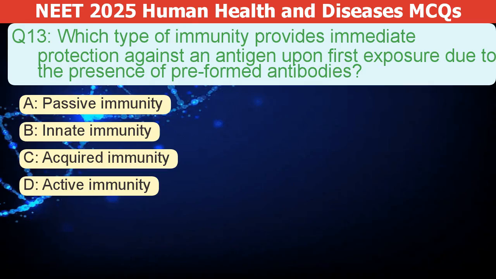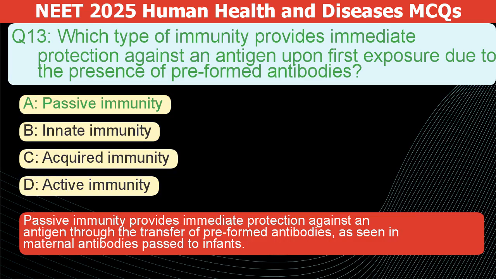Which type of immunity provides immediate protection against an antigen upon first exposure, due to preformed antibodies? A. Passive immunity. B. Innate immunity. C. Acquired immunity. D. Active immunity. The correct answer is A. Passive immunity provides immediate protection against an antigen through the transfer of preformed antibodies, as seen in maternal antibodies passed to infants.